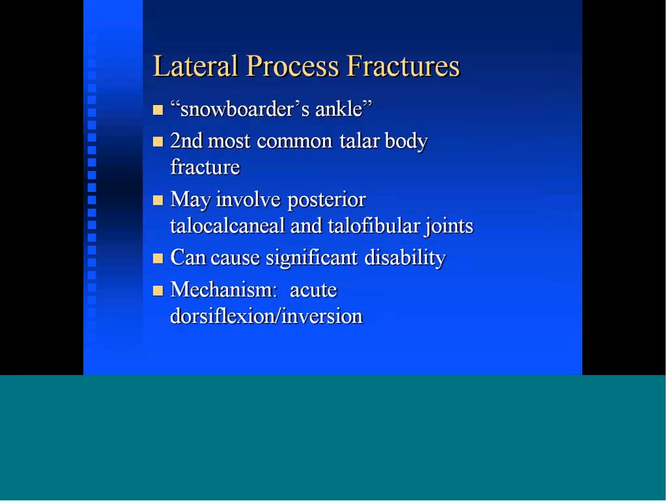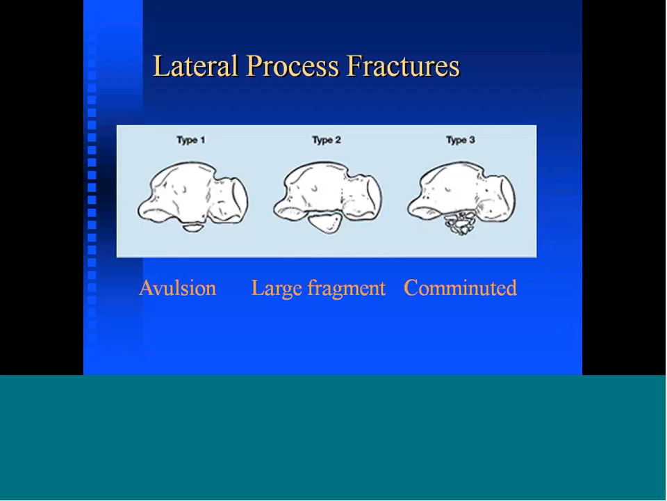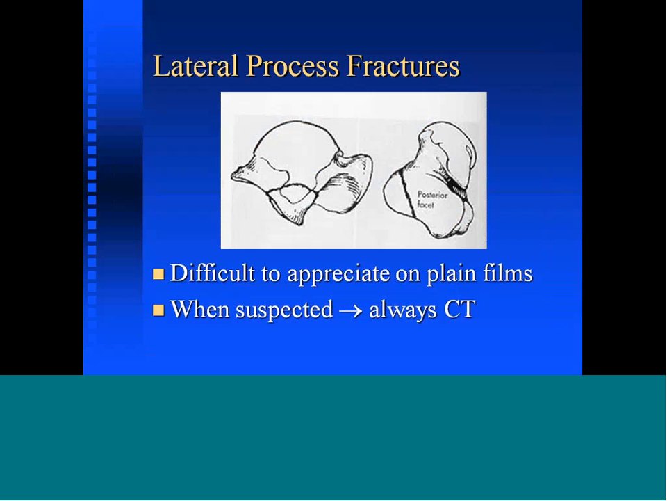And again, the mechanism for these is an acute dorsiflexion with inversion. There are type 1, 2, and 3 lateral talar process fractures. The type 1 is a very small avulsion fracture. The type 2 is a larger single fragment, and then type 3 is the comminuted fracture configuration involving usually the entire lateral talar process. These fractures are oftentimes very difficult to appreciate on plain radiographs.